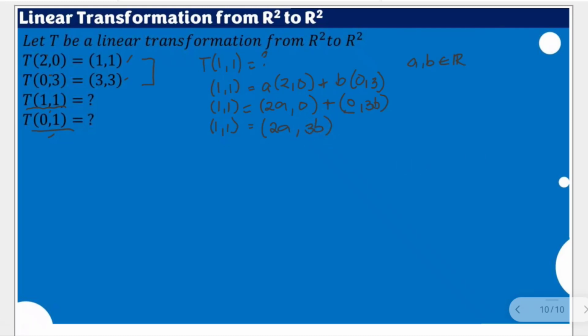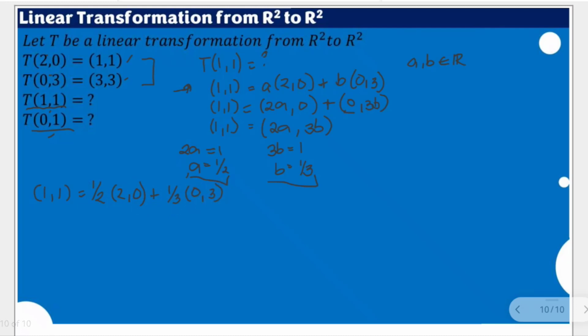This would mean, because we have equal vectors now, the components should also be equal. You have 2a is equal to 1, a is 1/2, and I have 3b equals 1, so b is 1/3. In short, these are the values of a and b which could make this true and say that our vector (1, 1) is a linear combination of (2, 0) and (0, 3). Hence, we'll have this form here. We have (1, 1) is 1/2 of (2, 0) plus 1/3 of (0, 3).